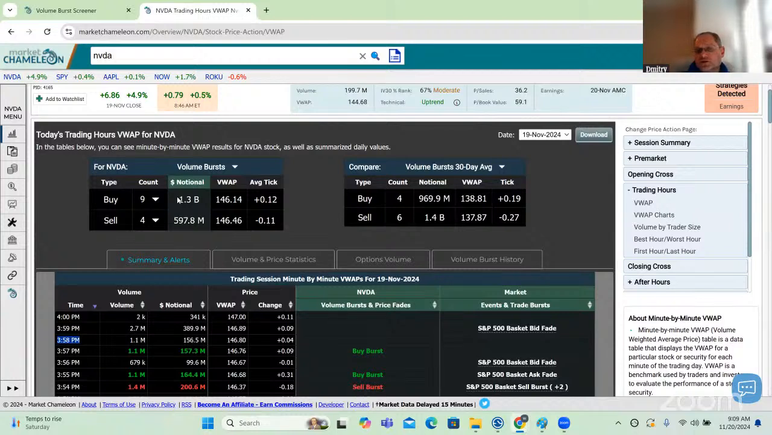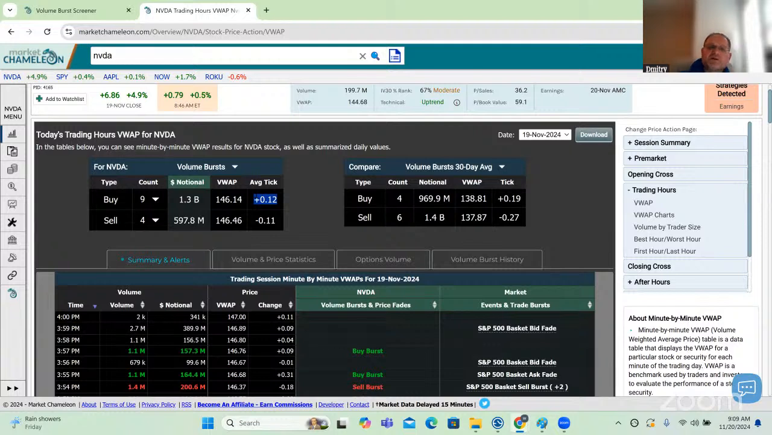What was the total VWAP price, volume weighted average price of those? $146.14. What was the average price impact? All right, when the stock goes up, it could go up on each burst by a lot or by a little, and that tells us the liquidity of those. So that on average is 12 cents.